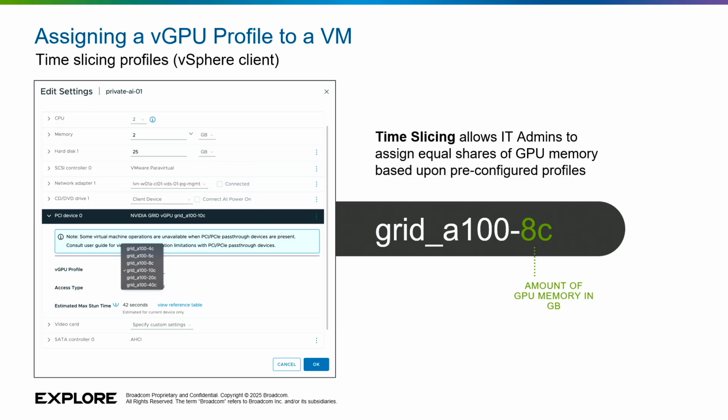Here's what it looks like inside a virtual machine if you're setting up the profile. The profile name will be grid, the name of the card, and then the amount of memory. So in this case, 8 gigs of memory out of 40 gigs. This is effectively 1/5 of the card. So you would expect to be running 5 VMs typically on this.